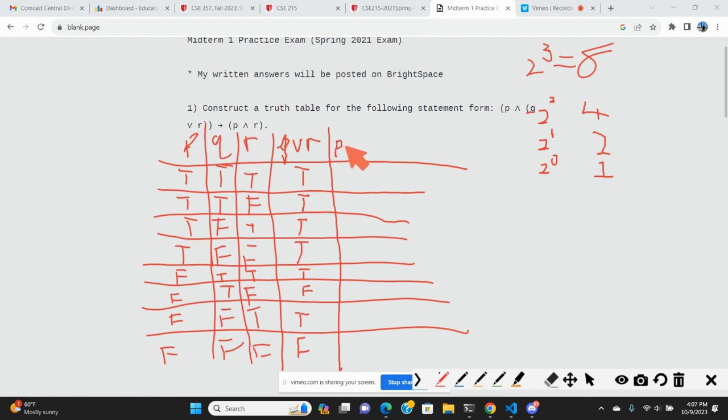Now we can go into P and Q or R. And essentially it is this row and this row. So this will be true, true, true, true, false. Oh, sorry, this one should be false. This one should be false. So then in this case, this one is false, false, false, false, false.